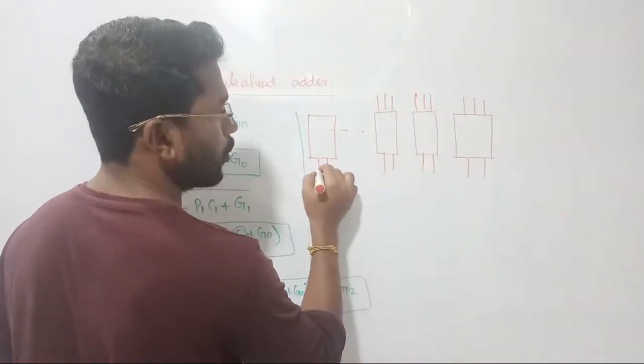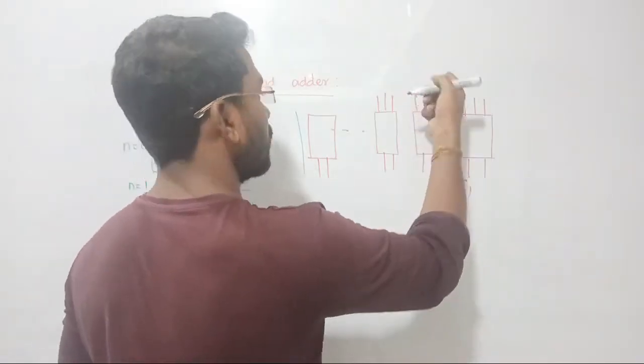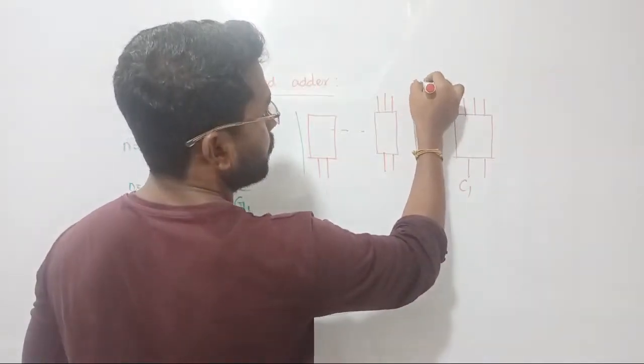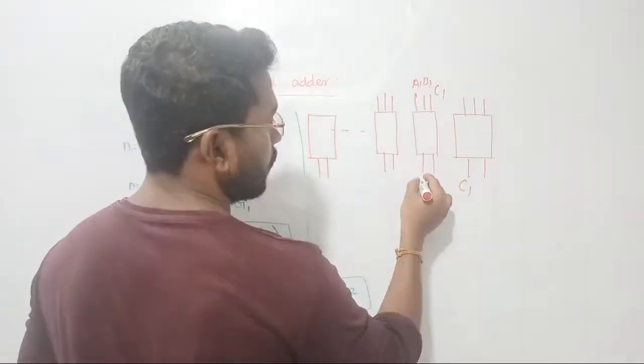You don't need to panic about where the carry comes from and how it is generated here. We know the value of C1. We don't need to connect these two points. Directly C1 will be registered here, because we already got C1 in terms of C0. Clear? Similarly, you can perform that for C2.